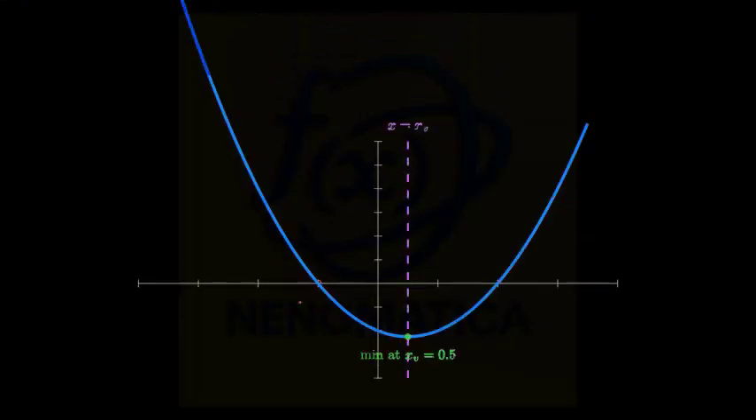The function y equals x squared minus x minus 2 has exactly these properties. Roots at x equals -1 and x equals 2, a y-intercept at -2, and a minimum at x equals 0.5.